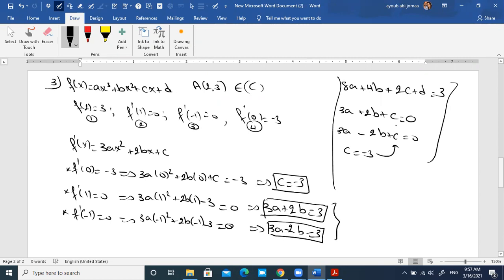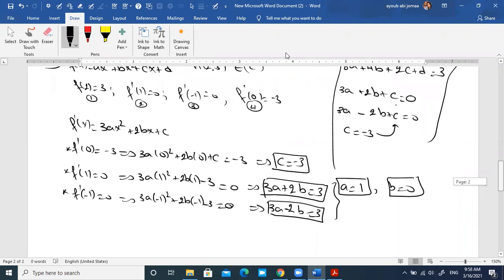Here we got a system of two equations, two unknowns. You can use the calculator to find a and b, or simply you can add. If you add, you get 6a, minus 2b and 2b cancel to 0, and 3 plus 3 equals 6. Then 6a equals 6 and so a is equal to 1. You replace a by 1, you get b equals 0. And we still have to find d.